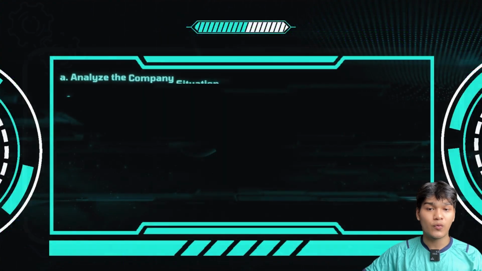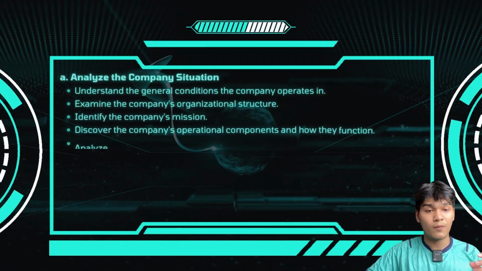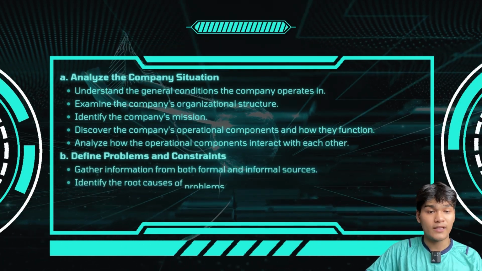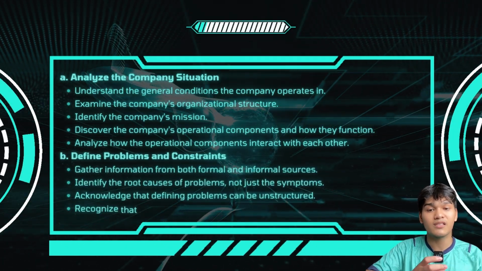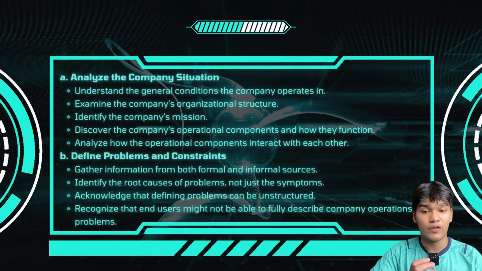Analyze the company situation. The company situation describes the general condition in which a company operates, its organizational structure, and its mission. To analyze the company situation, the database designer must discover what the company operations components are, how they function, and how they interact.